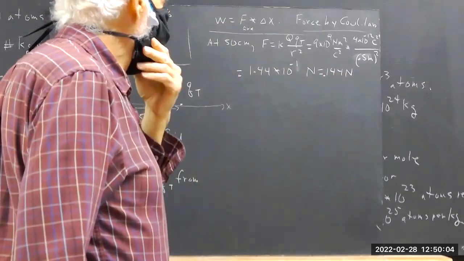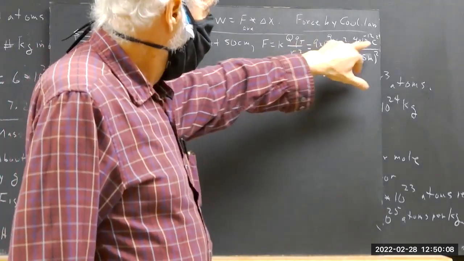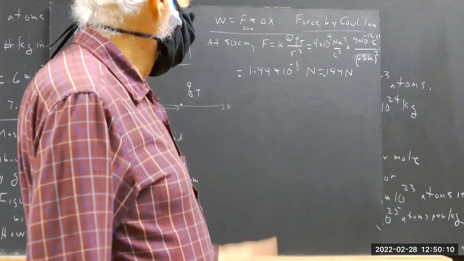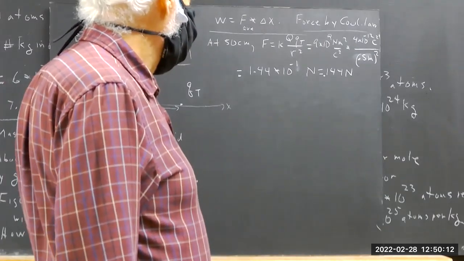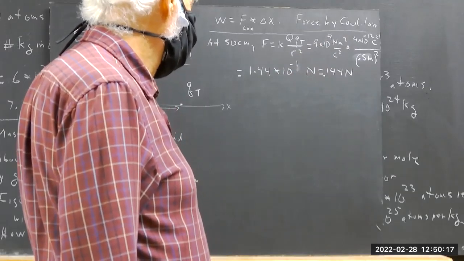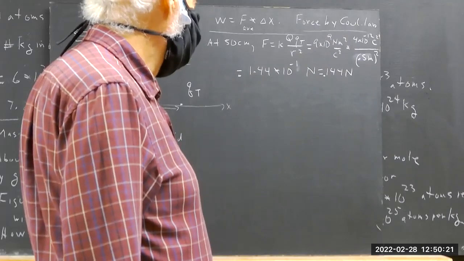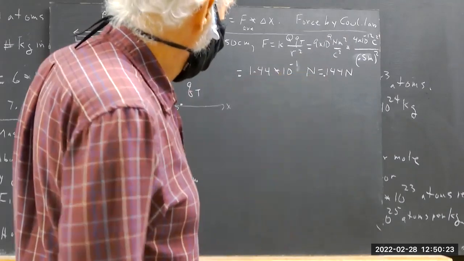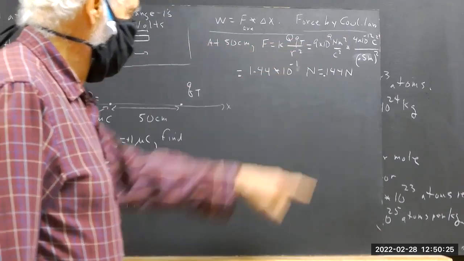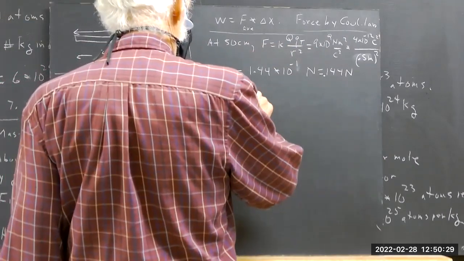Okay, I think that's what 144 means, because this is almost 10 to the 10th, right? 10 to the 10th times 10 to the negative 12, so 10 to the negative second. And then 4 divided by 1/4 is 16. It's 16 times 10 to the negative 7, which would be 1.6. It's really only 90% of that, so that's right. Okay, so got that force.